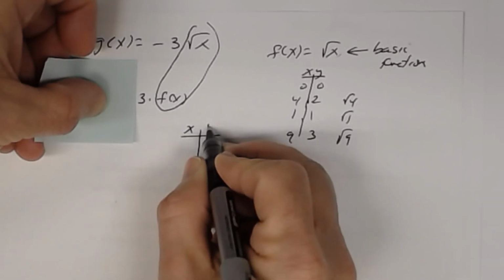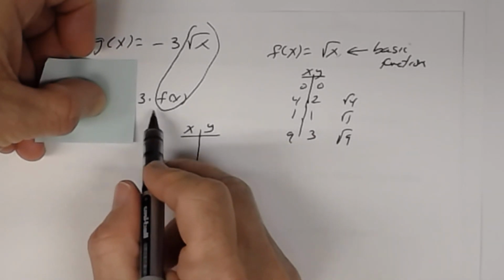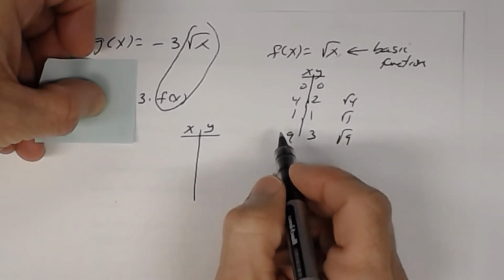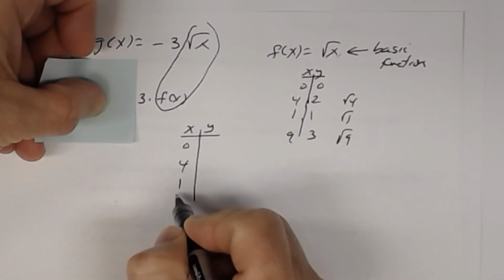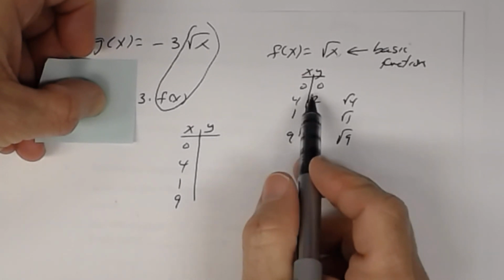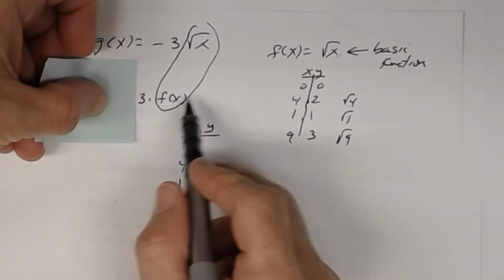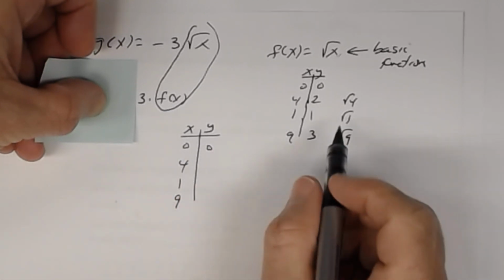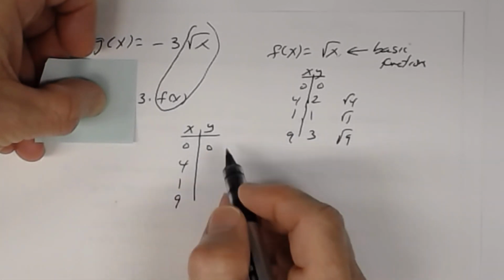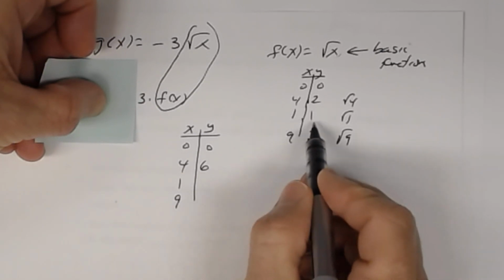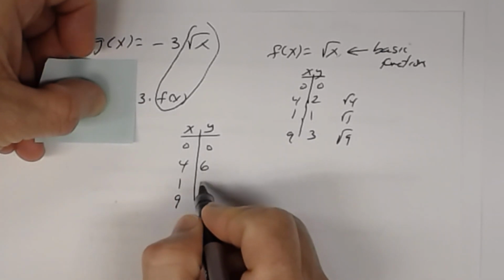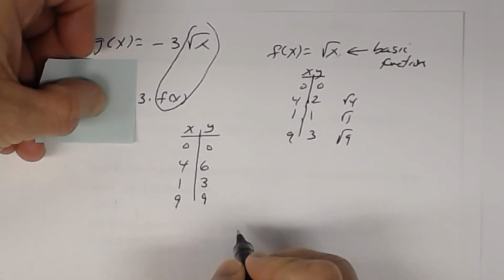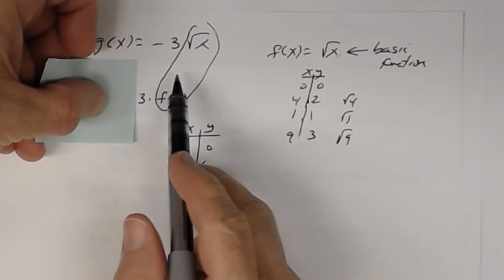That's what that says. So let me do it this way so I can show you. I'm going to use the same x values here: 0, 4, 1, 9. This time when x is 0, my y value is 0. So 0 times 3 is 0. 2 times 3 is 6. 1 times 3 is 3. 3 times 3 is 9. Okay?